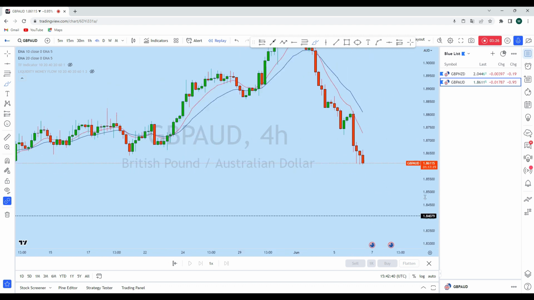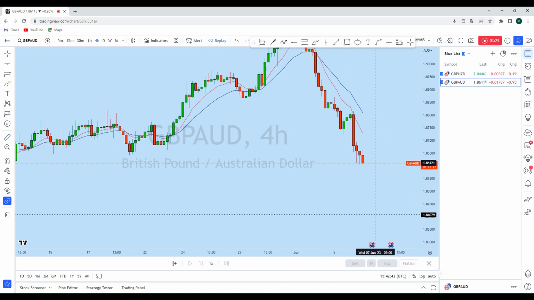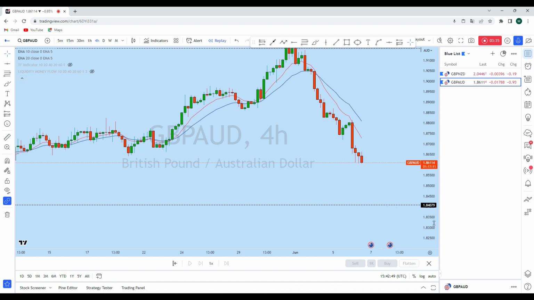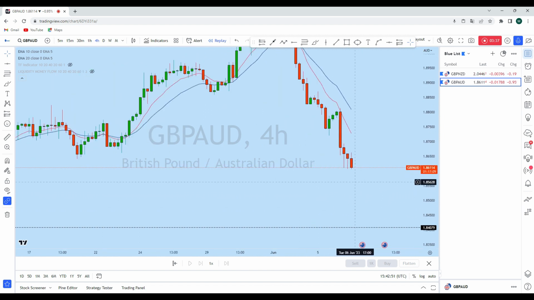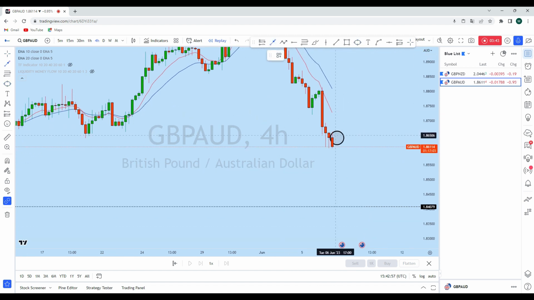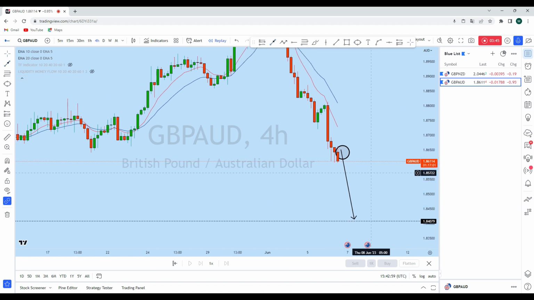If we look closely, we can see that there is almost 200 pips of possibility to drop on GBPAUD. This is where I will be waiting for an entry. As soon as we find a suitable entry opportunity on GBPAUD, we will consider going short with a high probability trade setup with our students.